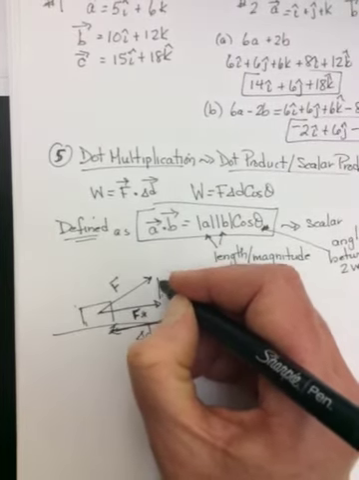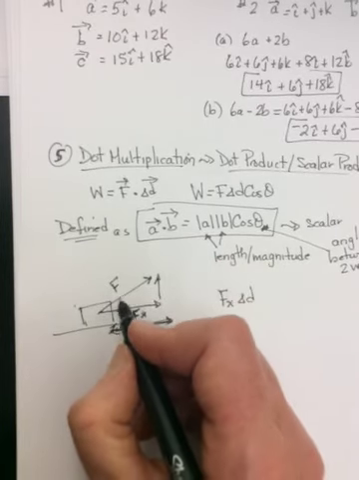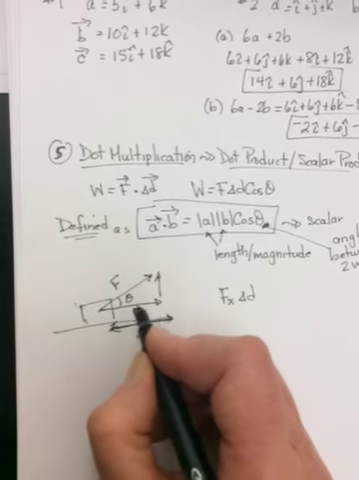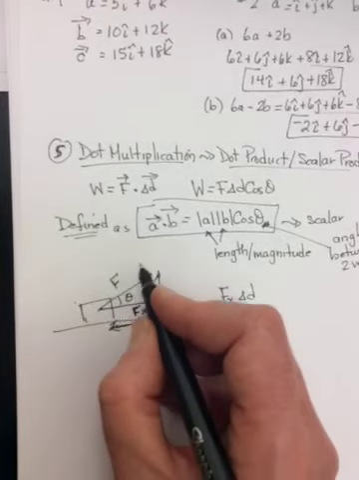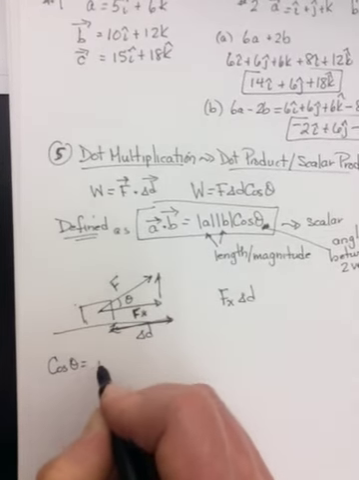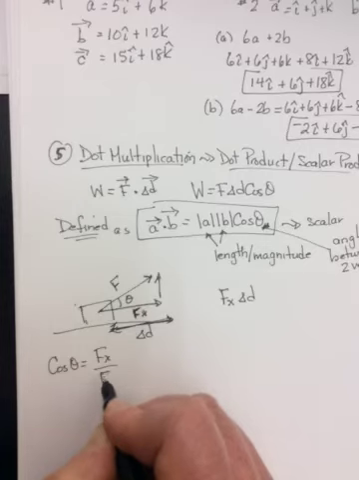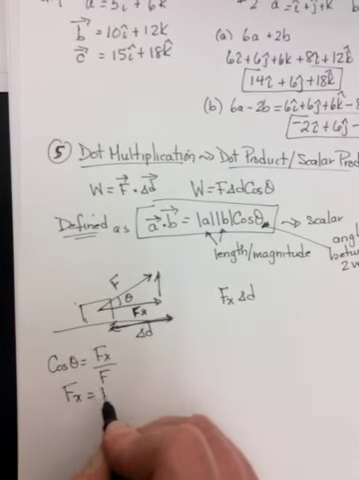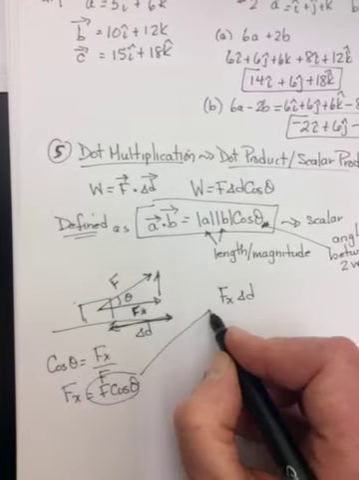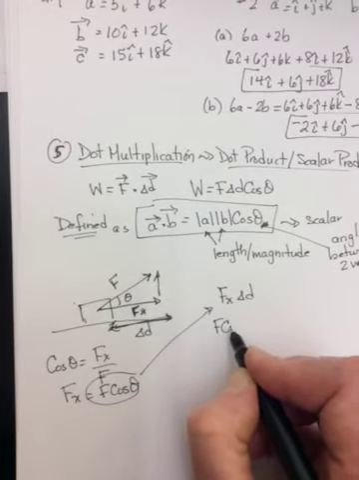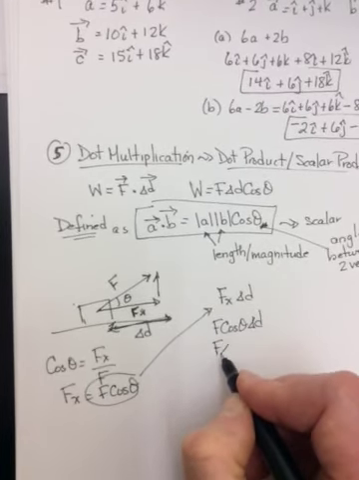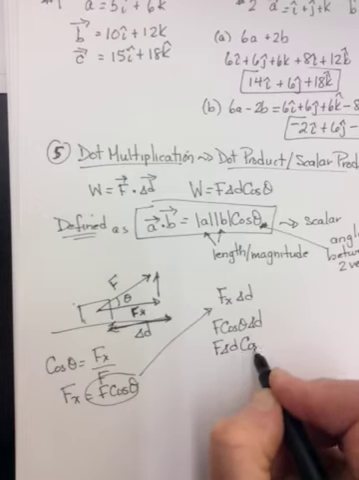If I drop my legs down and form a right angle triangle, and this is theta, then Fx is the adjacent side, and F is the hypotenuse, so cos theta equals Fx over F, so Fx is equal to F cos theta. If I put that in here, it's F cos theta delta d. And if I move my cos theta to the end, I have my equation for work.